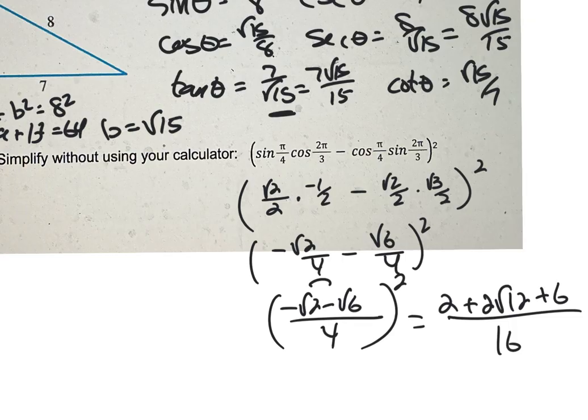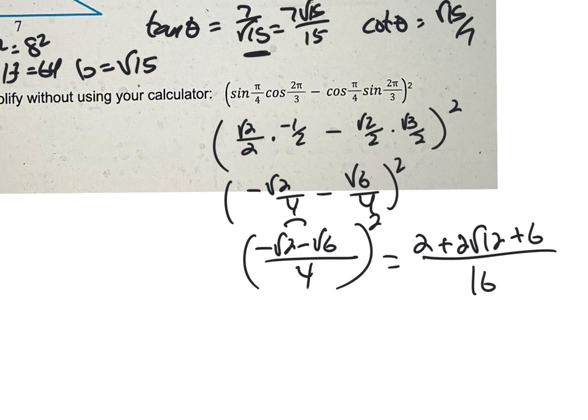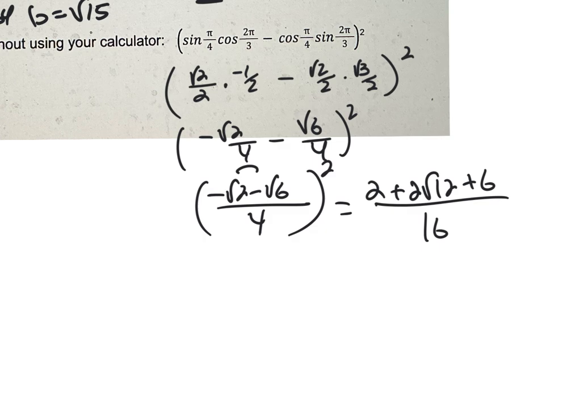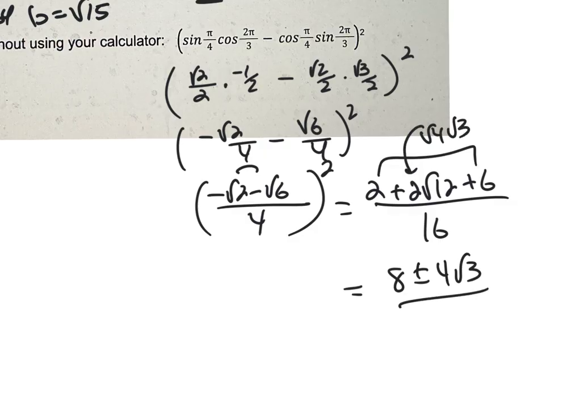So I'm going to simplify this stuff. This problem seems like it's going to take forever. Let's go, though. So I have 2 and 6 is 8. 12 you can break down. 12 is 4 times 3. So I'm going to take the 2 out with that 2. That gives me 4 square root of 3, all over 16.